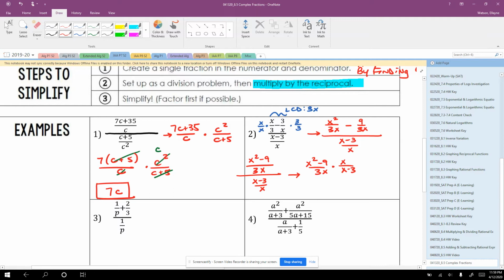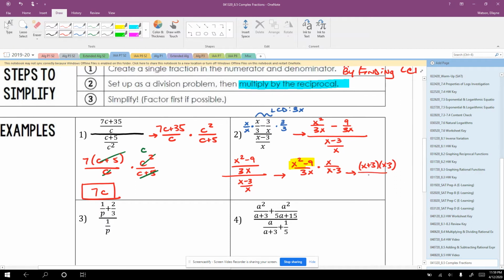Okay, and now you may have seen it already, but we need to factor. We can factor this guy right here. So let's do that. We have x plus 3, x minus 3, I'm running out of room, divided by 3x times x over x minus 3. Let's cancel out common factors. x minus 3 cancels out, x minus 3 cancels out. We have 1x on top, which cancels out with the 1x on bottom. And we're left with x plus 3 over 3.